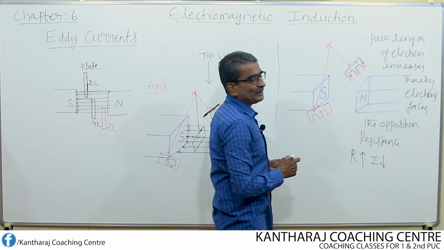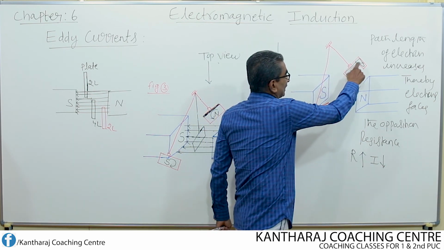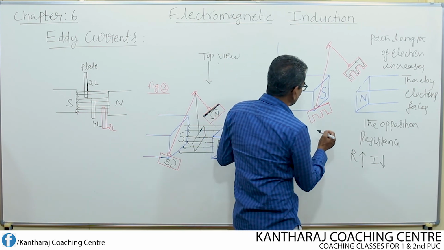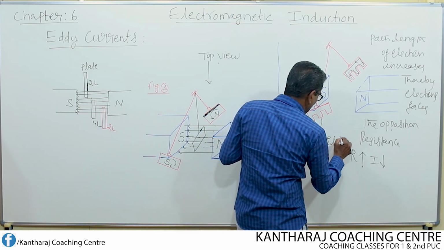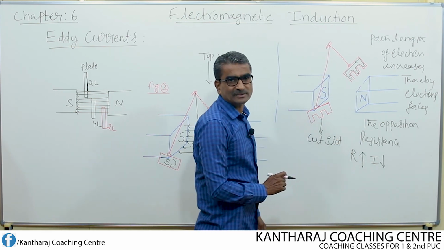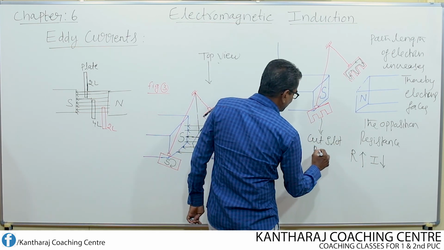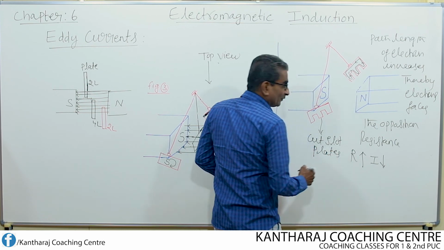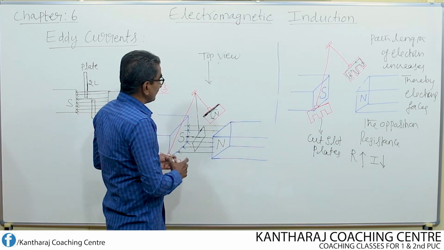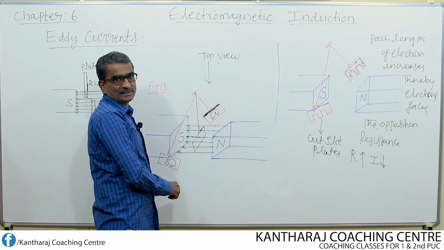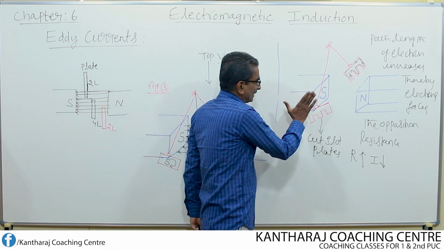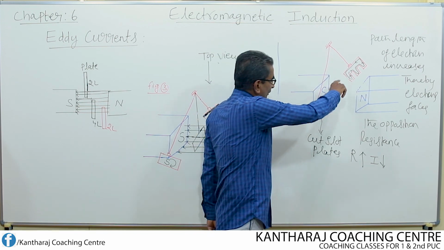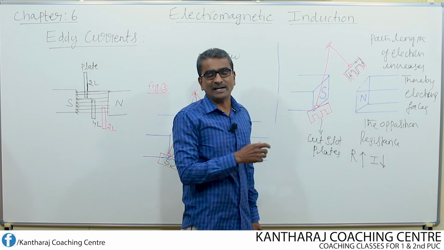So this is how the eddy current is reduced in the cut slot plates. So these are nothing but cut slots. Slot means rectangular opening like this. So cut slot plates can oscillate freely for a longer time than a thick plate. Thick plate gets damped quickly, whereas the cut slot plates oscillate for a long time due to reduction in the eddy current.